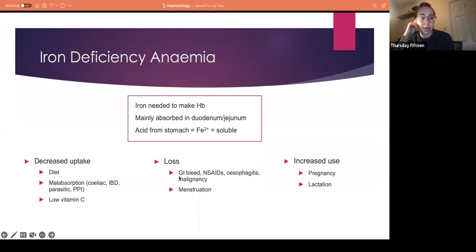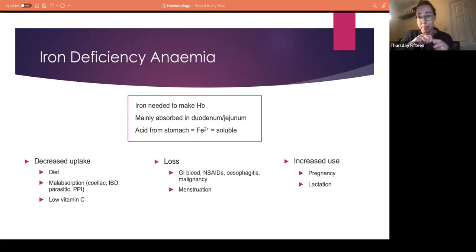Iron deficiency anemia is important because it's really, really common. They can ask you a lot of questions about it because there are lots of causes of iron deficiency. Iron is needed to make your hemoglobin. It's mainly absorbed in your duodenum and your jejunum, so if you don't have them, then you're more likely to be iron deficient. Your stomach being really acidic keeps iron in Fe2+, which makes it soluble. If your stomach is less acidic, then the iron will be held in Fe3+, which is insoluble, so you can't absorb it as well.